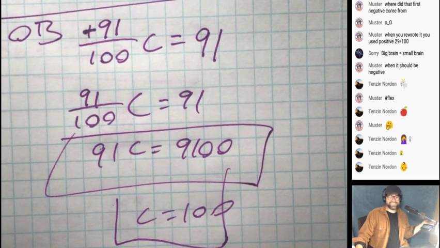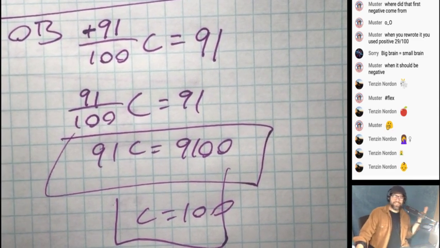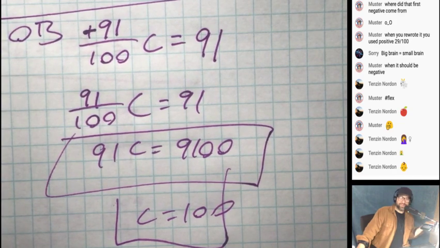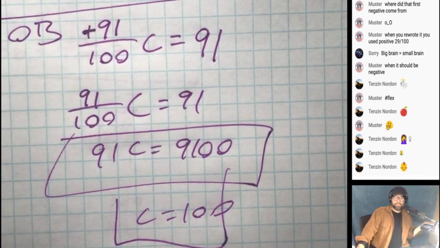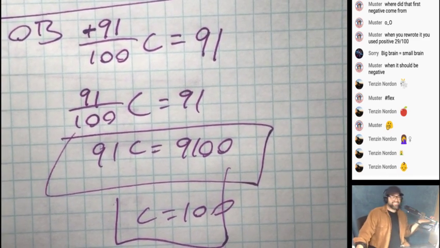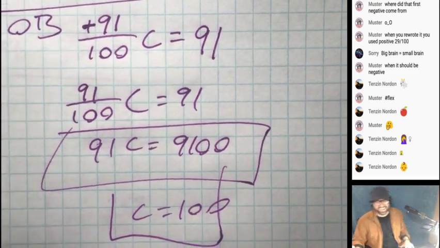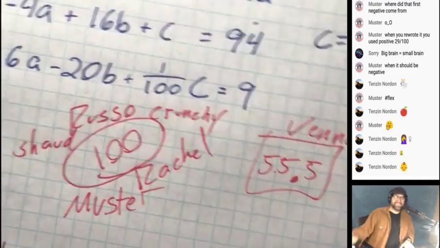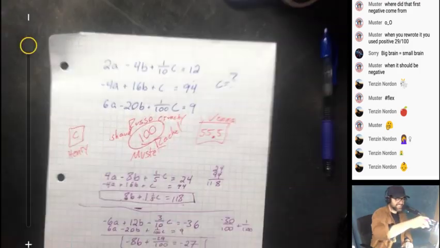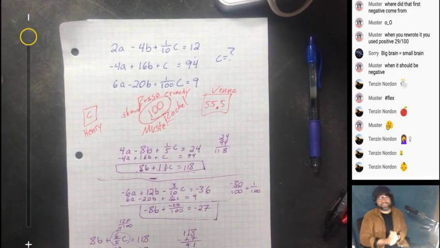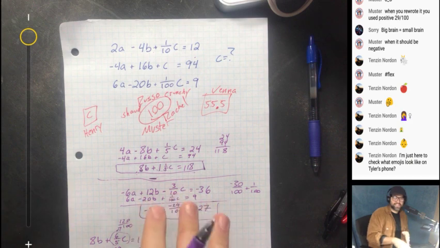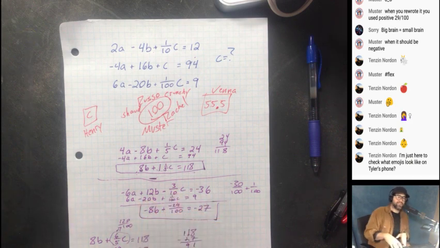The real redemption is the friends we made along the way. What a time to be alive. It's 100. But that should show you guys the idea of precision. The whole reason that I dropped that extra negative sign in there is to see if you would notice. Good job to Muster for noticing that.